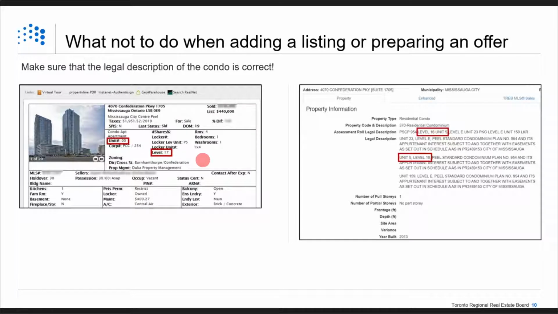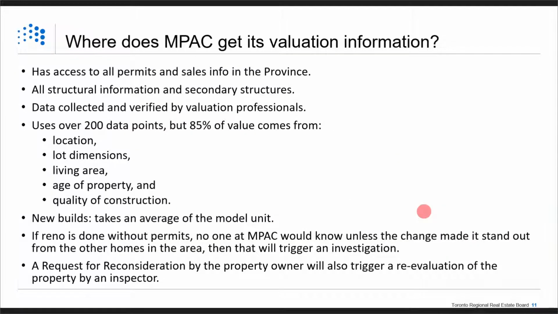The listing brokerage can have screwed up like they did here. All you have to do is click the link on the listing, and you will see the correct information, and you put that in on your offer. Where does MPAC get all this stuff from in the first place?